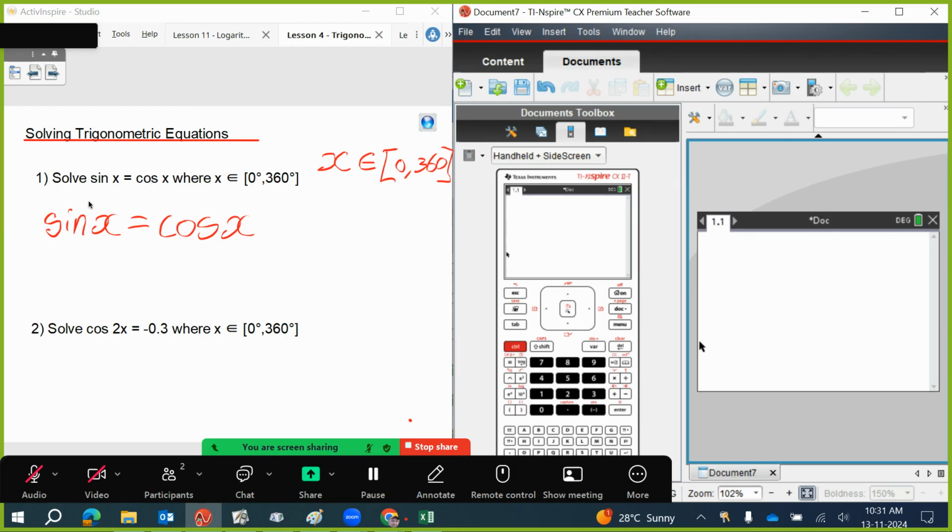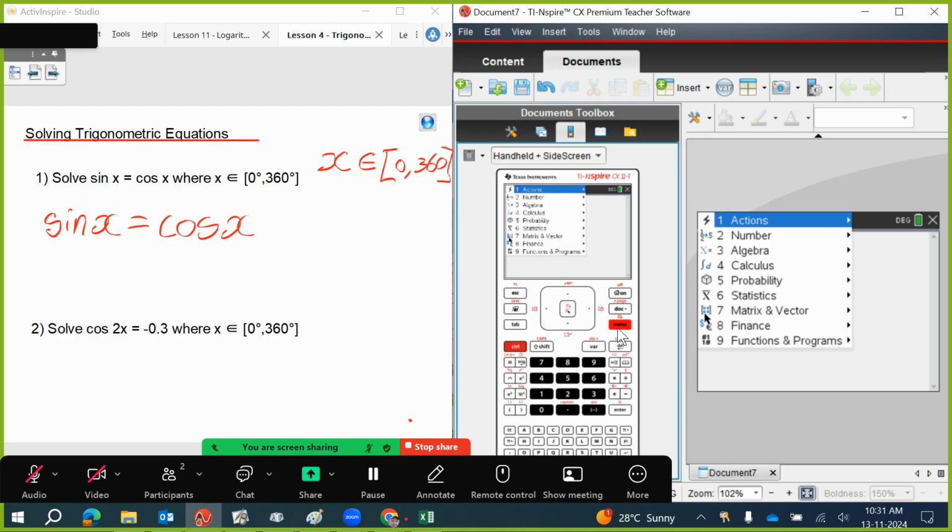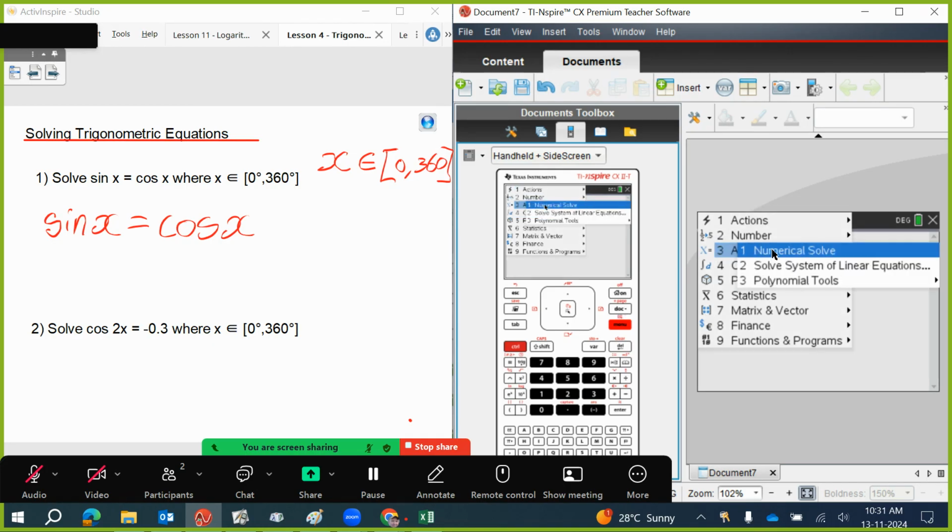So on your calculator, press menu. Calculator in hand now, follow along. Algebra, AISL.